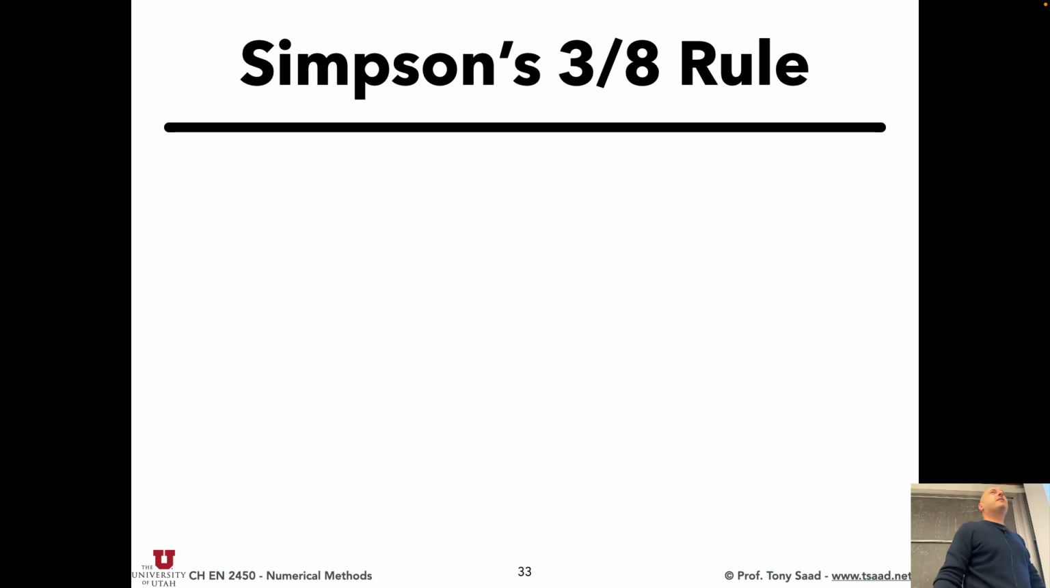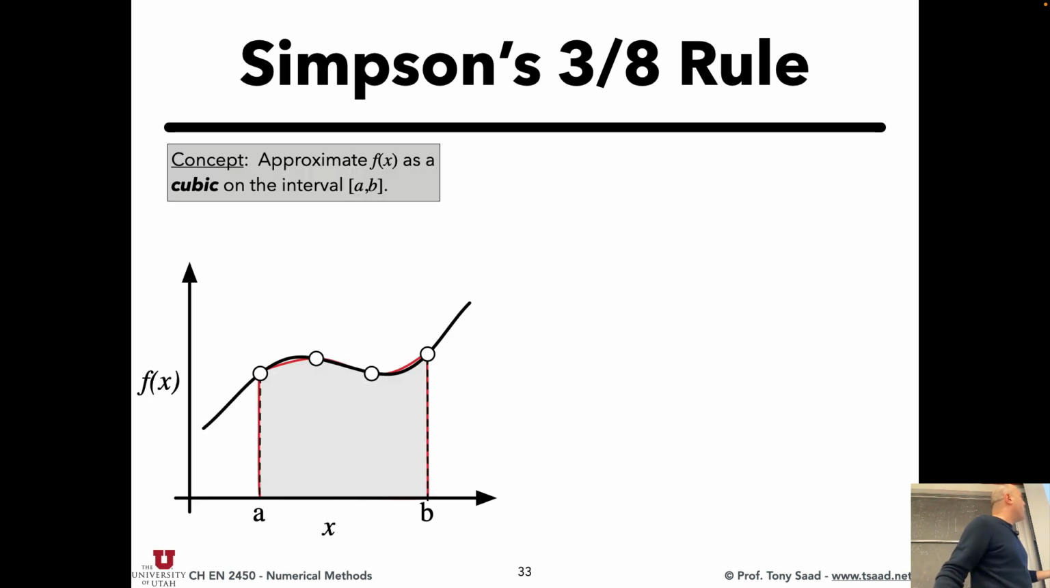Okay. Simpson's 3/8 rule. Okay, now we're on a roll. We're going to do now a cubic. Okay? So doing a cubic, you need 4 points, right? Because you have a naught plus a1x plus a2x squared plus a3x cubed, correct? So you have a naught, a1, a2, and a3 to fit, to do the interpolation. So you pick 4 points.